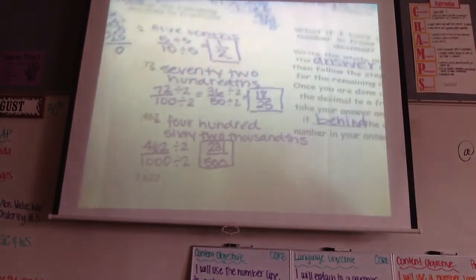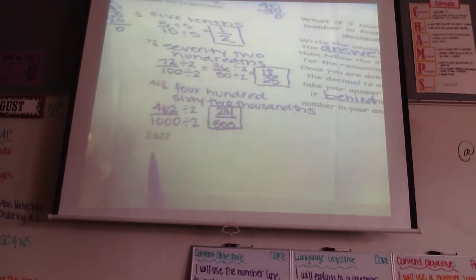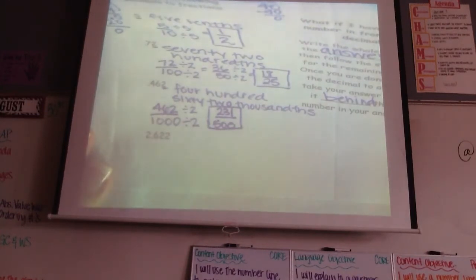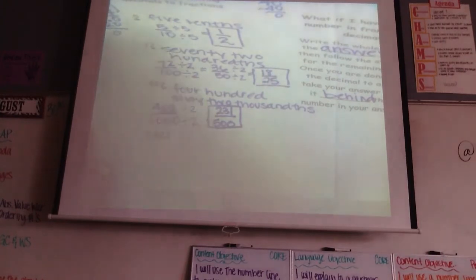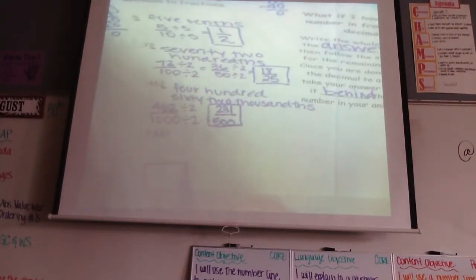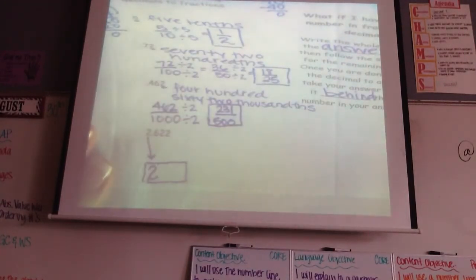All right, last one. Ooh, looky there. I've got a whole number, so 2.622. Okay, well, what do I always want you to do with the whole number first? Always, always, always, so we don't forget about it. We're going to take it to the answer box. Okay, so I'm going to take my 2 down to the answer box. All right, now I have 0.622 left.